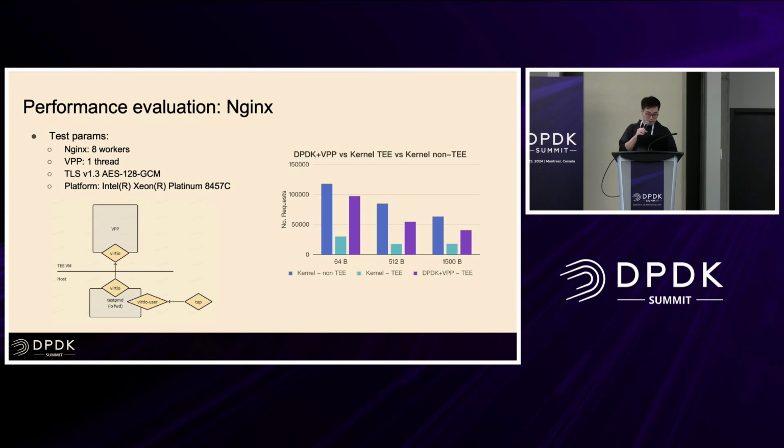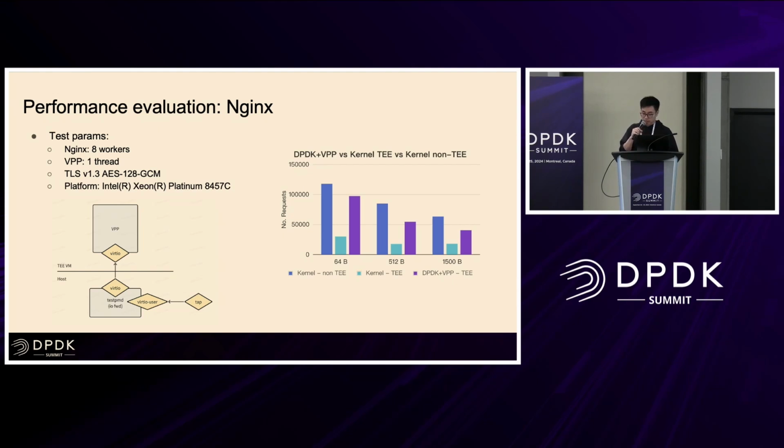So now let's do some performance evaluation on the approach we just shared. For our settings, we use 8 workers in Nginx, 1 thread in VPP with TLS 1.3 enabled, running on an Intel Sapphire Rapids CPU. For the performance, we can see that the 2 blue bars are the ones that we had in the beginning, where it just runs Nginx without DPDK on CVM or non-CVM environment. And the purple bar is what we have now.